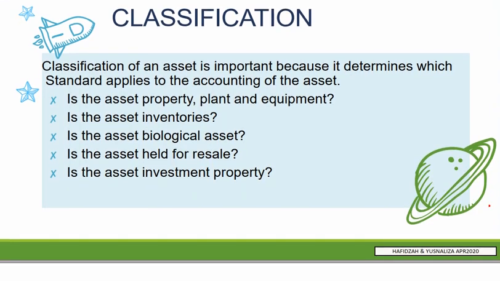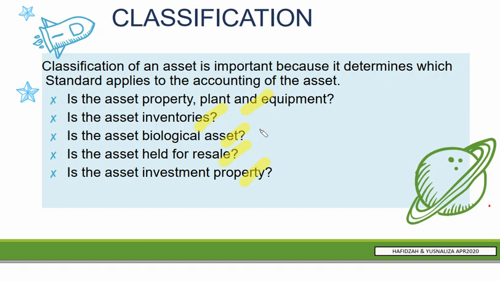So let us look at classification. Classification of an asset is important because it determines which standards apply to the accounting of the asset. After you have identified an item as an asset, you have to determine the classification, whether it is going to be classified as property, plant, and equipment. Property, plant, and equipment is an asset. Inventories is also an asset. Biological asset is also an asset. Asset held for sale is also an asset. Investment property is also an asset. So the classification is very important.